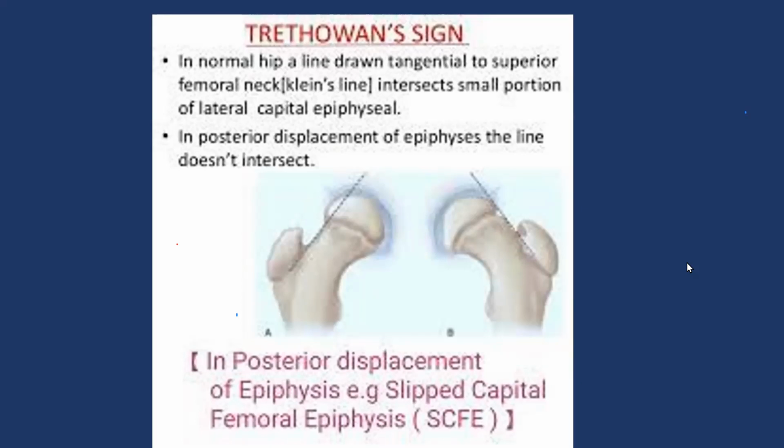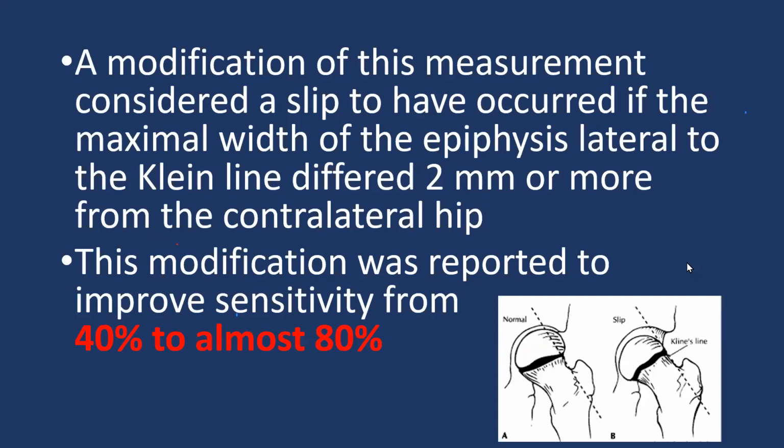If someone asks you, what do you think? Is it the head that's slipping? You tell them no. A modification of this measurement considered a slip to have occurred if the maximum width of the epiphysis lateral to Klein line differed 2 millimeters or more from the contralateral. Pay attention, this is shown in the slide below. This modification was reported to improve sensitivity from 40 to 80%.